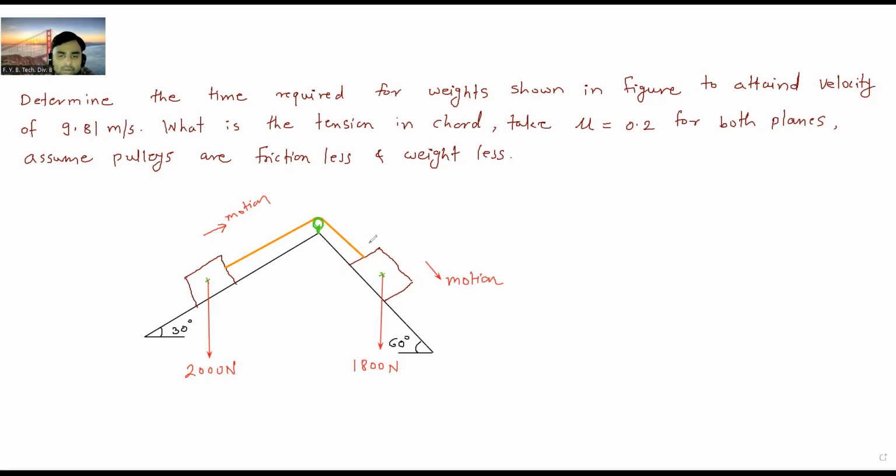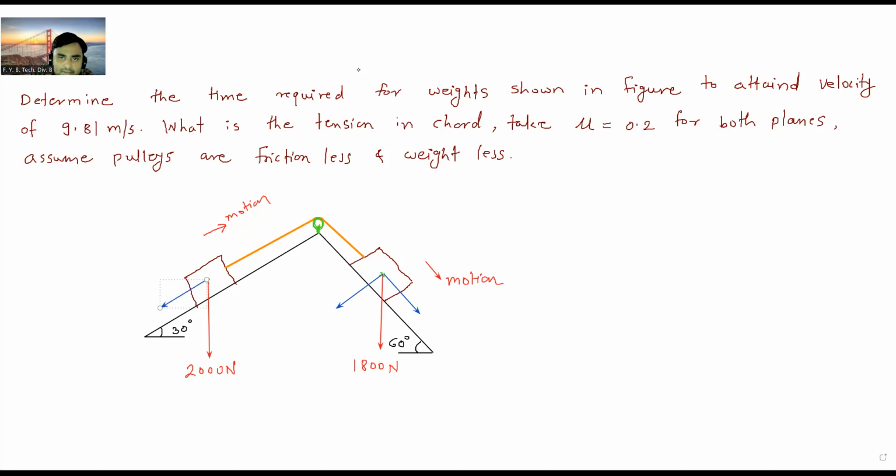They should attain that velocity from the start, so the initial velocity is 0 and the final velocity is 9.81. Now mu is also given as 0.2 for both planes. By using this mu, we can calculate the frictional force along the plane, which we will also consider in our calculations. Now resolve the weights first. One component is parallel to the plane, and the other component is perpendicular to the plane.